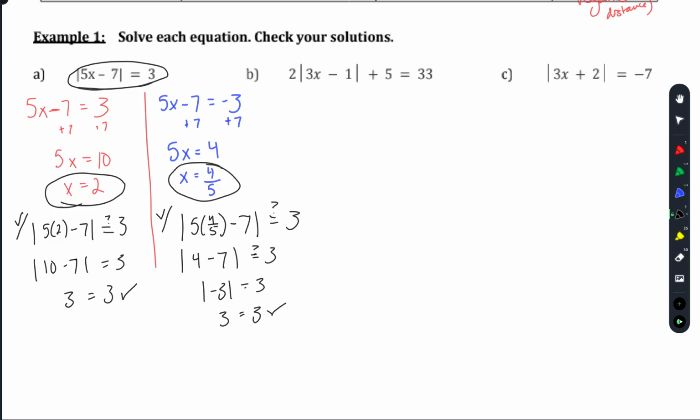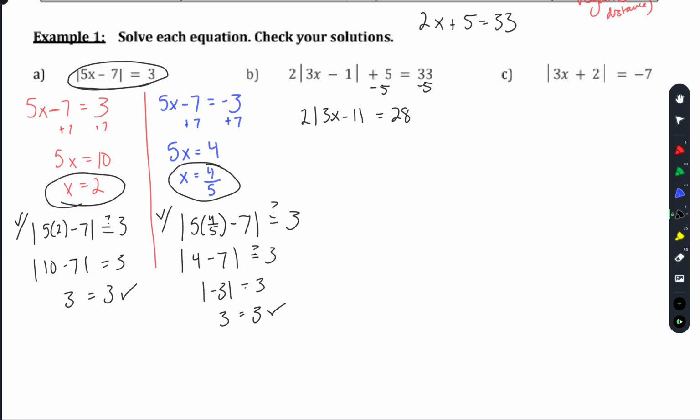The other type is part B, when you've got all this other junk besides the bars. So it's like you've got a +5, I don't want that there. I've got a 2, I don't want that there. So you've got to move them over to the right side. So for the first one, before I start splitting it, I'm going to subtract 5. It's essentially like you're solving this in a way. You're trying to get all the numbers away from the bars. So you get 2 absolute value of 3x minus 1, and then subtract, you get 28.